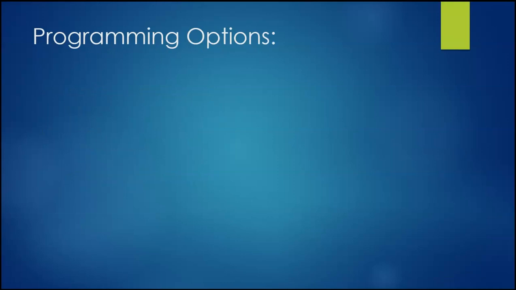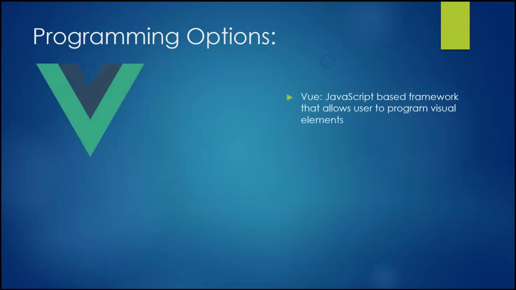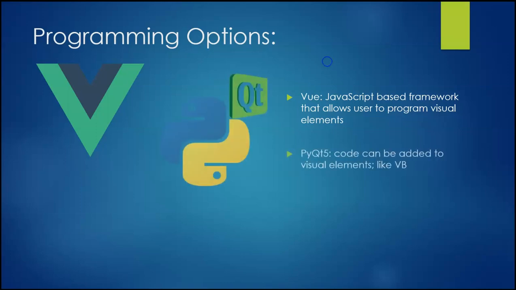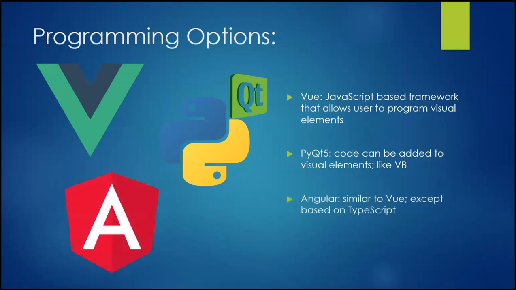Now, making UI, there are plenty of programming options that you can use. There's Vue, a JavaScript-based framework that allows users to program visual elements to components like classes in a normal Java program. There's also PyQt5, which is based on Python. It's sort of like Visual Basic, in which you can drag and drop elements into the designer, and you can add code to make those elements unique. So like adding variables or determining what happens when you click this button. And there's Angular, which is similar to Vue, except it's based on TypeScript and allows for templates to be used.